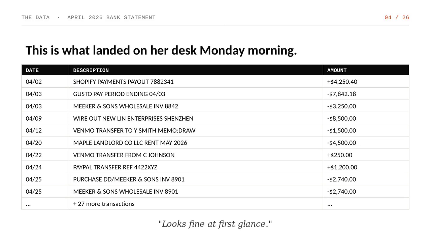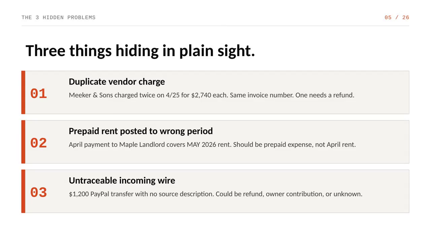Here's a sample of what landed on her desk Monday morning. Payroll runs, Shopify deposits, a wire to an overseas vendor, some Venmo activity. The two lines at the bottom, same vendor, same amount, same invoice number, two charges. That's one of three hidden problems. The other two are buried elsewhere in the statement. At first glance, it looks okay.